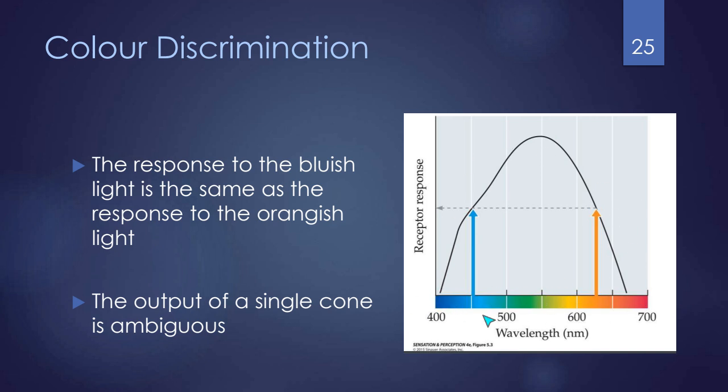So it's got no reference for the wavelength. It only has the response of our cones. And if cones are showing the same response to different wavelengths of light, there's no way for us to tell what color we're looking at. So when it comes to seeing color, the output of a single type of photoreceptor is completely ambiguous.